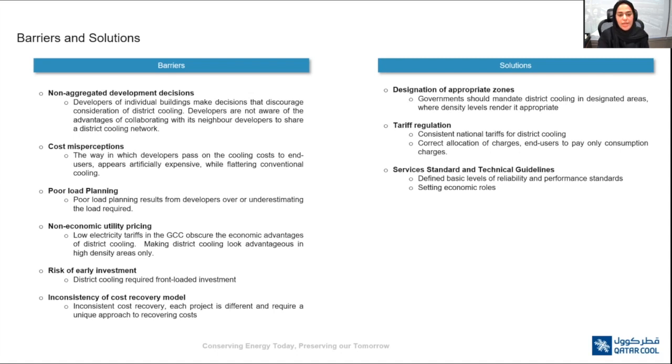District cooling requires a very big, significant front-loaded investment. Another barrier is the inconsistency of cost recovery models. We have really inconsistent cost recovery models used for different projects, so each project requires a unique approach to recover cost. So these are the barriers, or obstacles, that hinder countries from going forward and deciding whether or not to go with this.